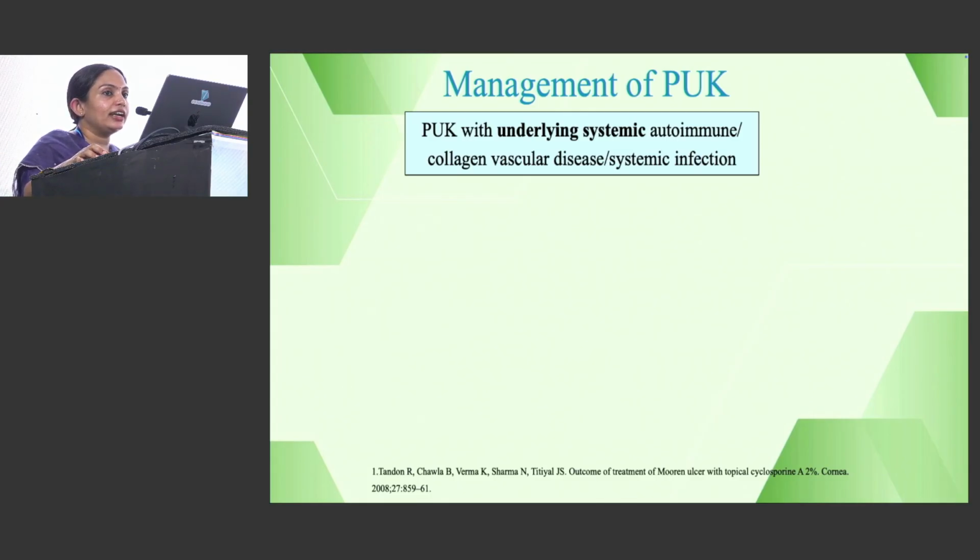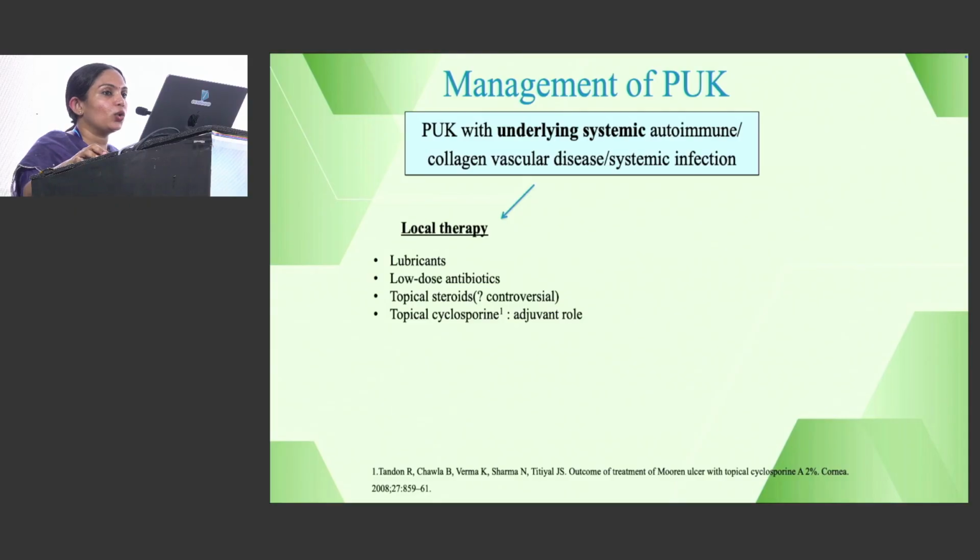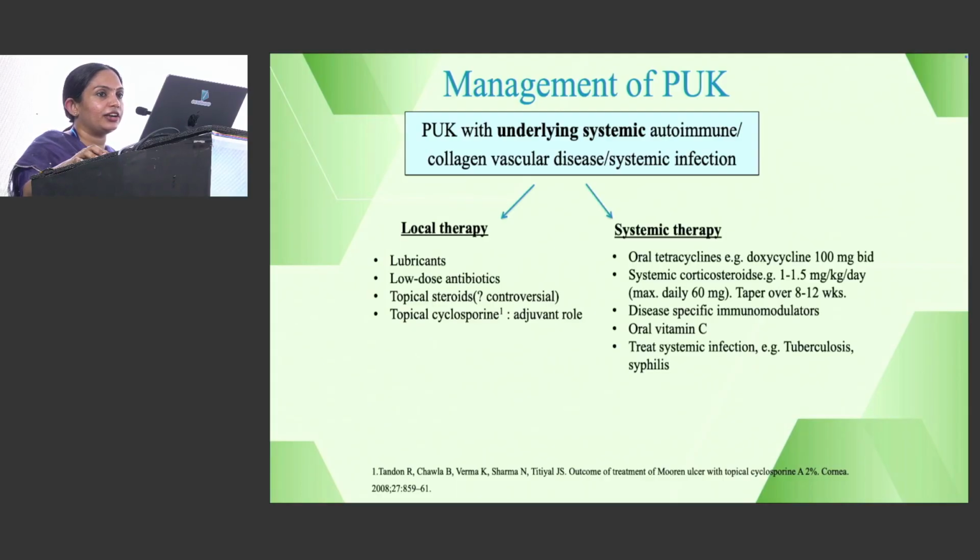If there is an underlying systemic autoimmune disease, local therapy can be given in the form of lubricants, as the basic pathology will be severe dry eye. Give low dose antibiotics to prevent secondary bacterial infection. The role of topical steroids is controversial. You can start, but keep on close follow-up. Topical cyclosporin is being studied in an adjunct role. In cases where we have to use steroids, can we use cyclosporin as an alternative?